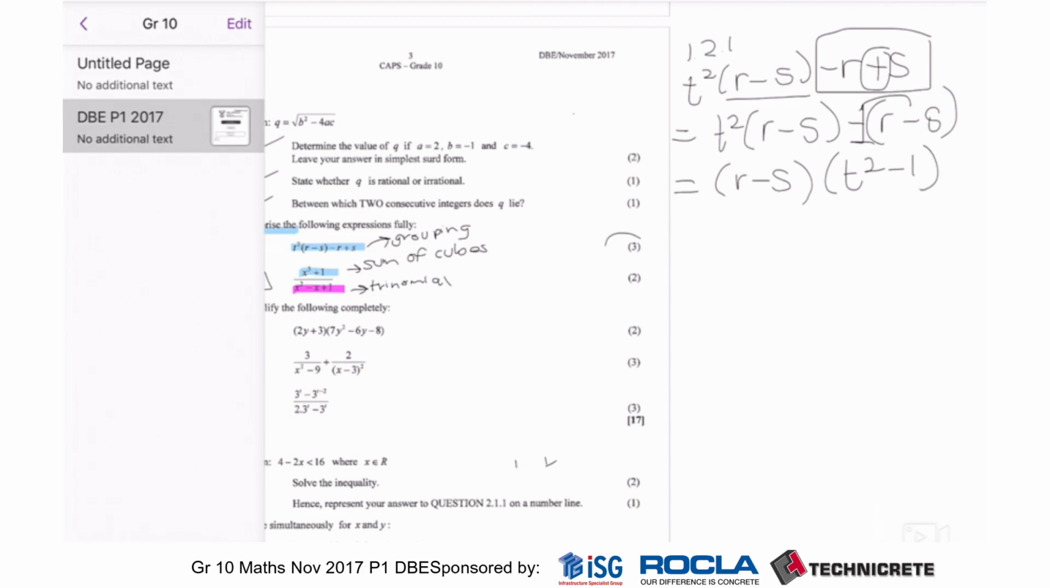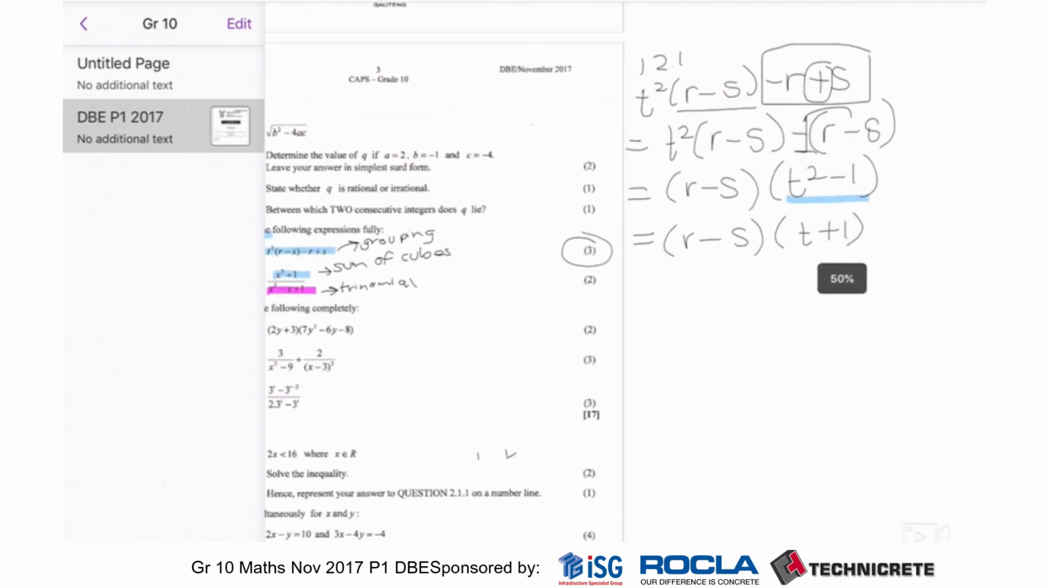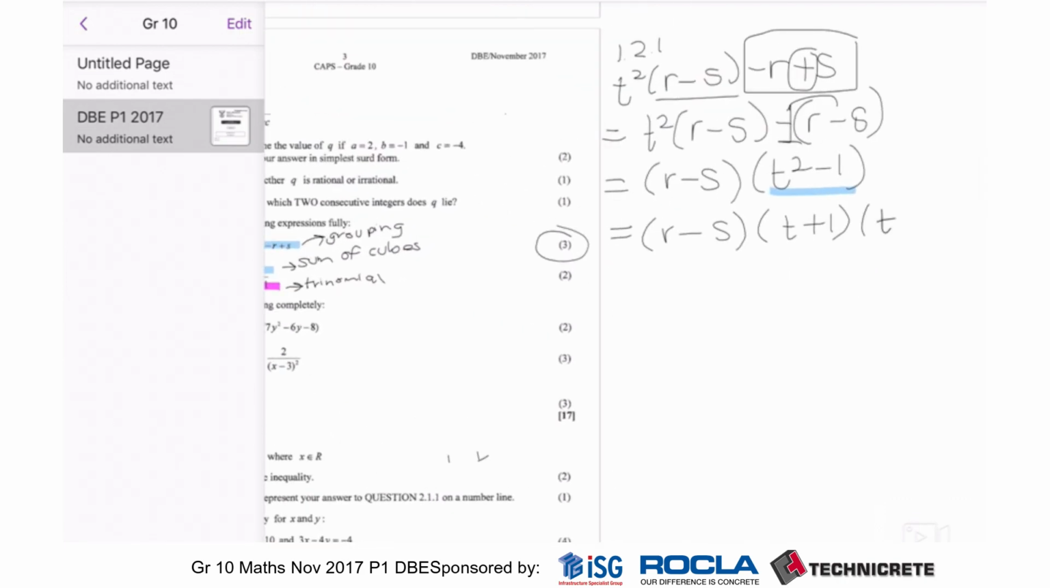And this is a 3-mark question, which is telling me that that is not the end of my answer. This is a difference of 2 squares. Okay, so r minus s is going to give me t plus 1, t minus 1, and I can no longer factorize. That is the end of my sum. So it's important to factorize until you can no longer factorize.